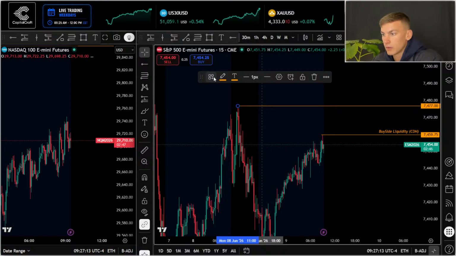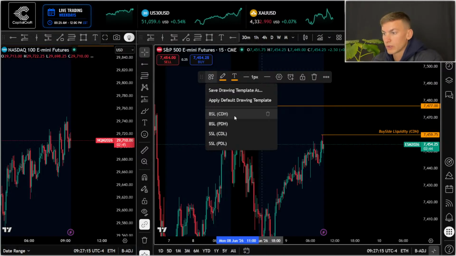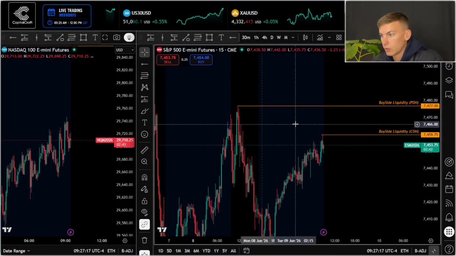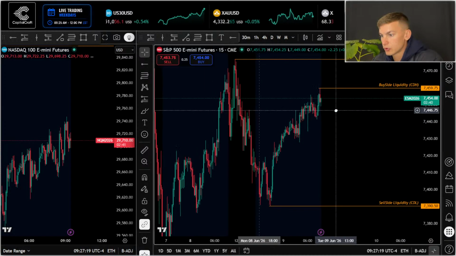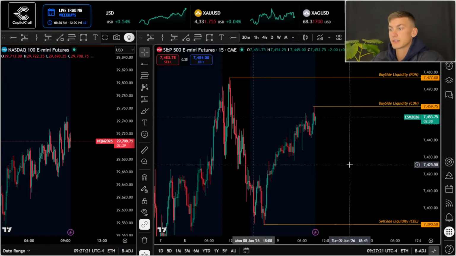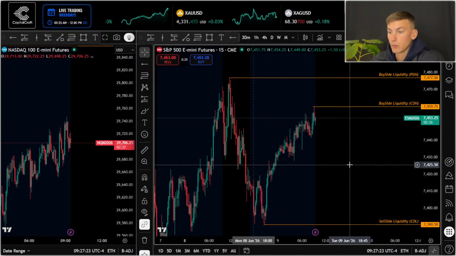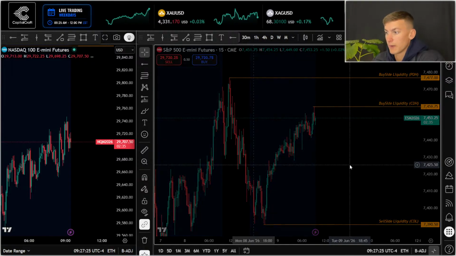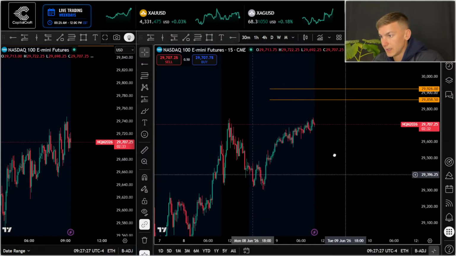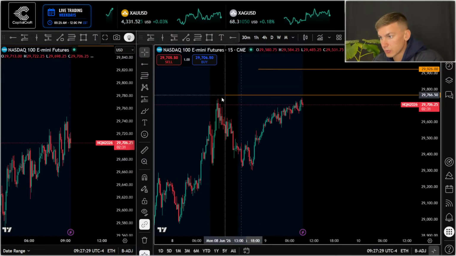Alright, so we can once again see that we are also yet to take out any of yesterday's liquidity. We're still in yesterday's trading range. Alright, so let's jump over to the Nasdaq. This will be the last one that we plot up.